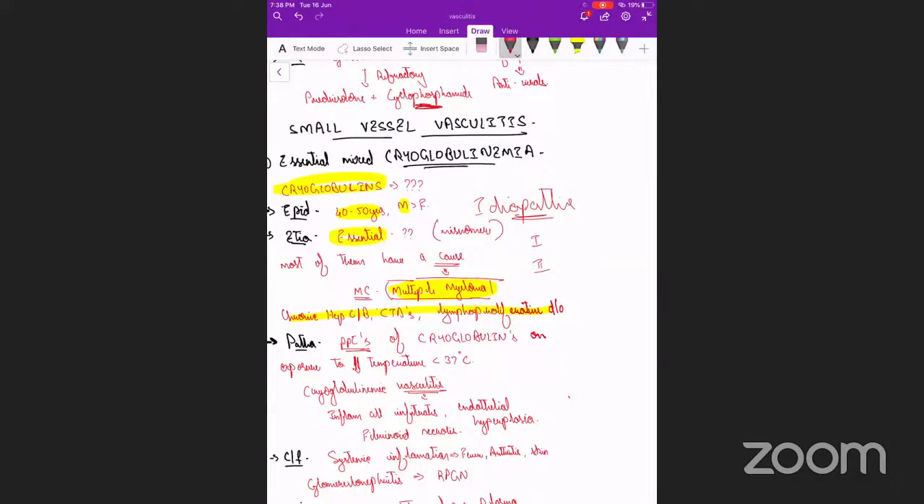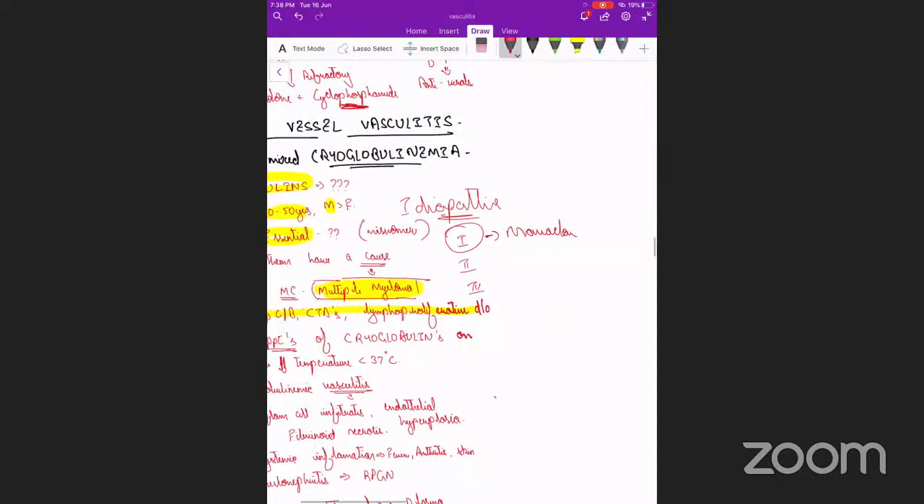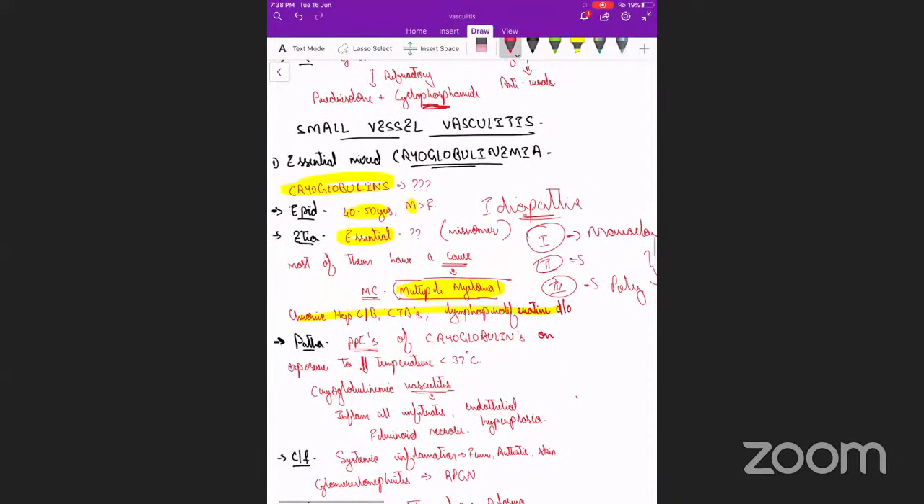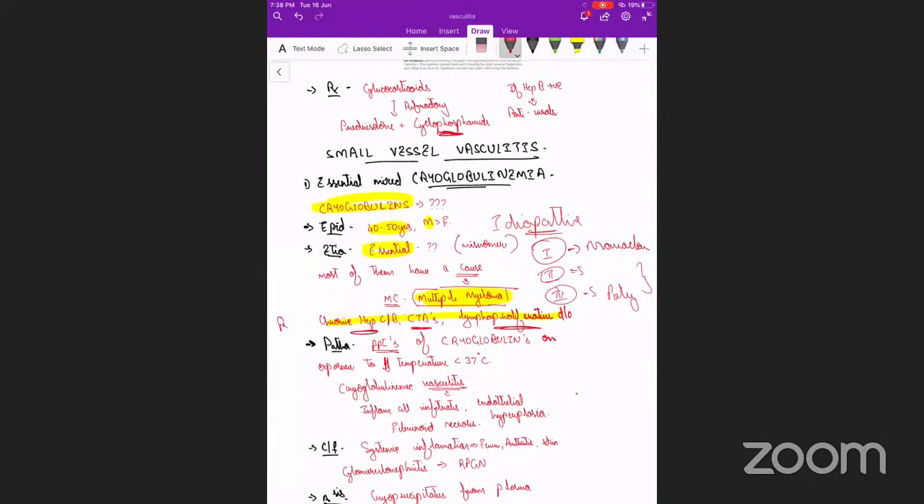three types of cryoglobulins: type 1, type 2, type 3. Okay. So type 1 will be usually monoclonal, and this has RF negative. Type 2 and type 3: this is a mixture of mono and poly, and this is purely polyclonal. These two are associated with other things like chronic hepatitis C and B, connective tissue disorders, other lymphoproliferative disorders, and all. And these two can be RF positive also. That is the difference between this and this.